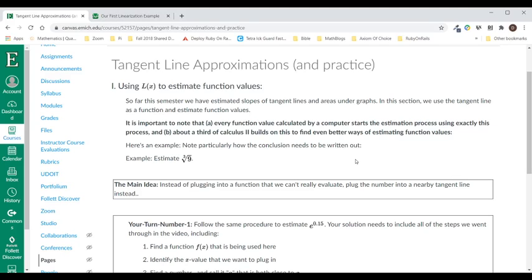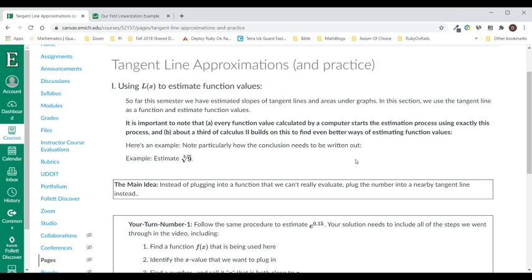This is the first of three major applications of using tangent lines in calculus. This is by far the most important one. Notice that this semester we've estimated slopes of tangent lines and we've estimated areas under graphs. We haven't actually estimated function values. In this section, you start using tangent lines to do that.